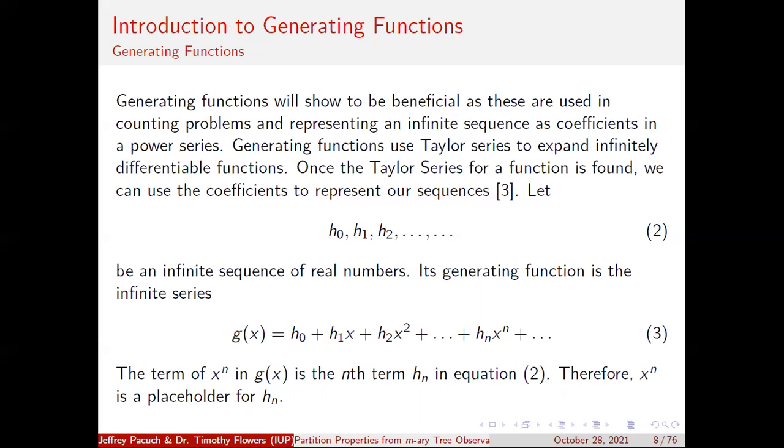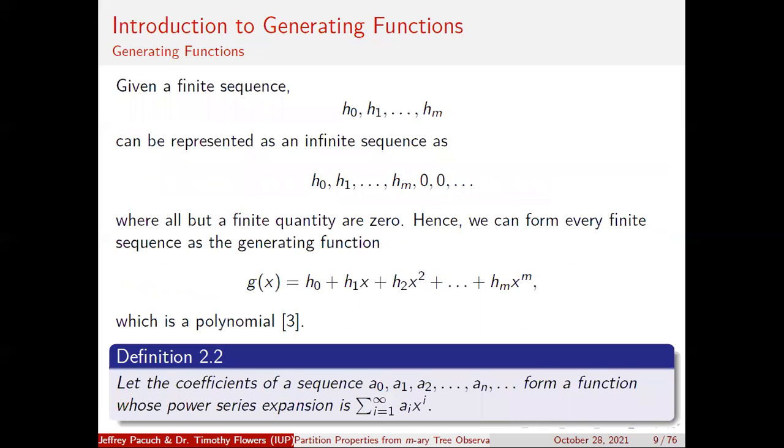And I have that listed as equation 3 there, where we can have some coefficient H0 plus H1 times its corresponding term. And we can use this when we're trying to represent finite and infinite sequences. So let's say I had a finite sequence. I can represent that as an infinite sequence where the rest of the terms would just be 0. And it would still give us a polynomial, which I have listed there as g of x.